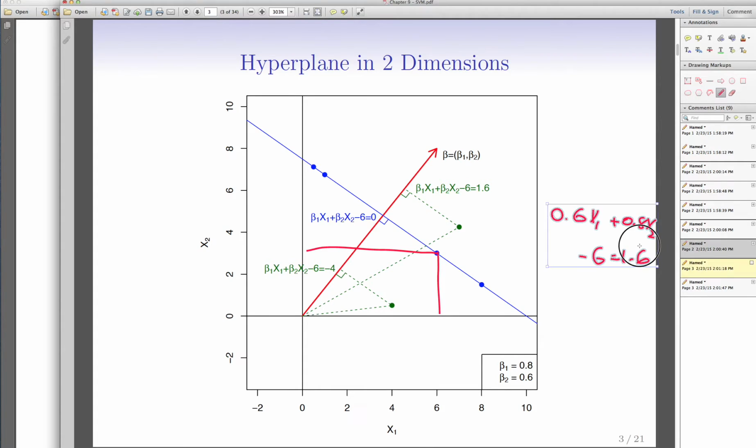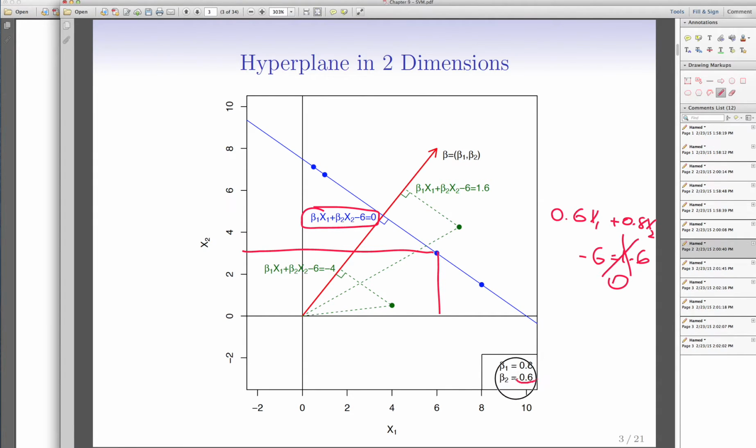Oh, I'm sorry, this is not equal to 1.6, this is equal to 0. So this blue line is 0.8 x1 plus 0.6 x2 minus 6 equal to 0. Any point you choose here, like 6 and 3, will satisfy this condition. So any of these blue points satisfy this line.